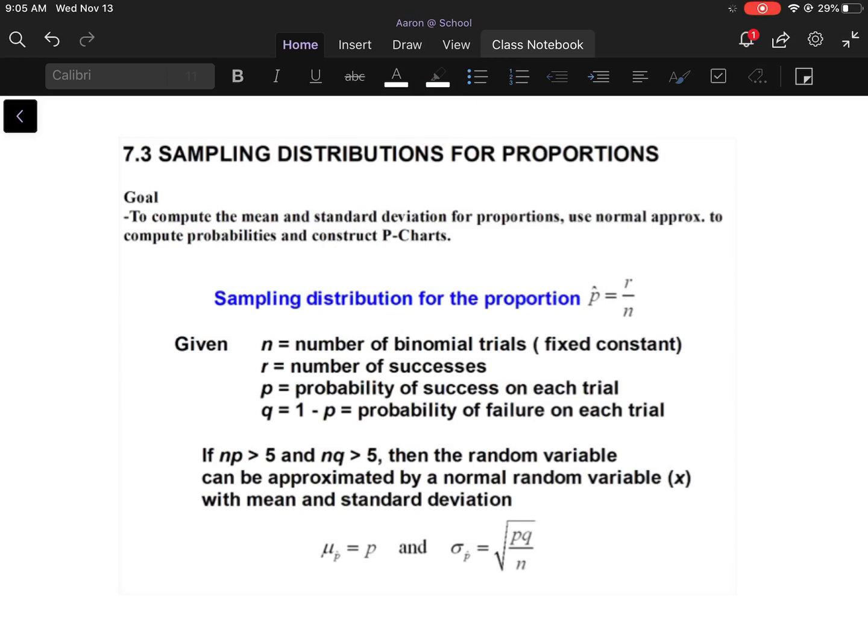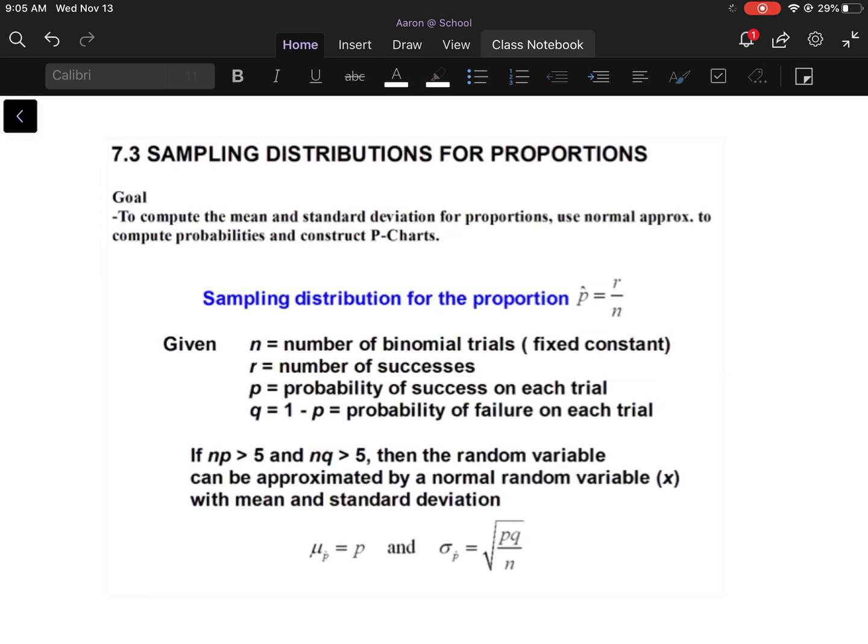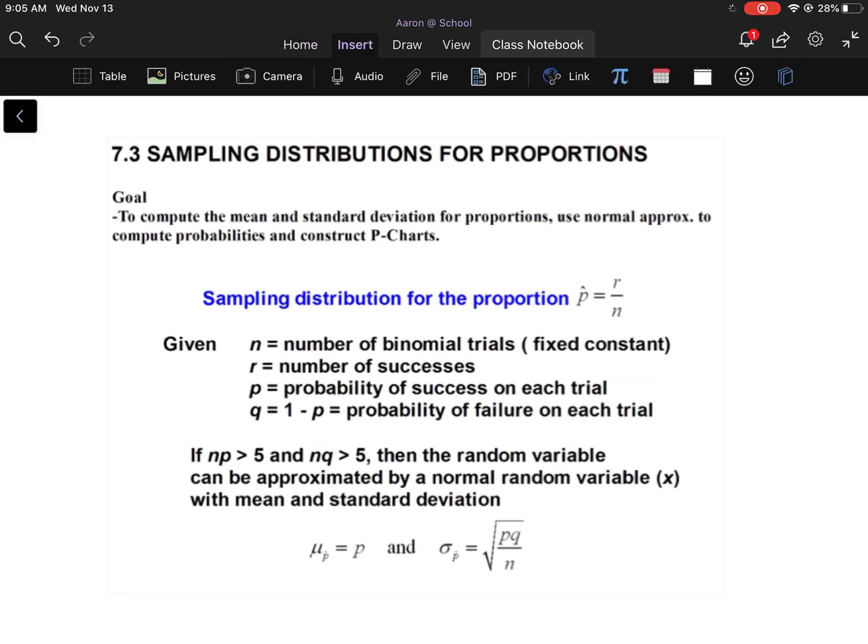Okay, here we go. 7.3 sampling distribution for proportions. We've done something really close to this, and I'm not going to try to get, well, here I will get a little bit theoretical on you. But do you remember back when we were doing binomial fitting underneath the normal curve? Okay, if you do, that's good, because a lot of the things that I just wrote down below here have a lot to do with that.